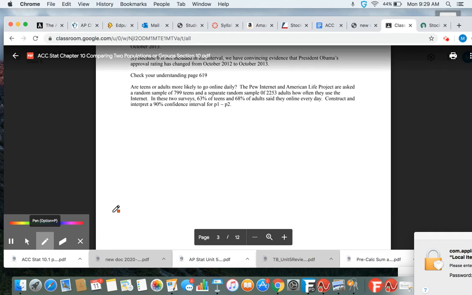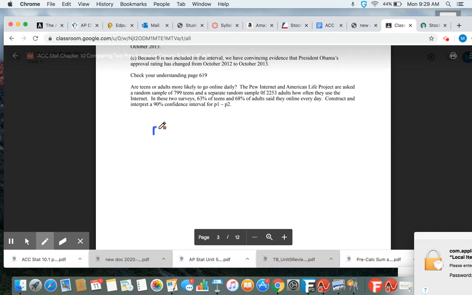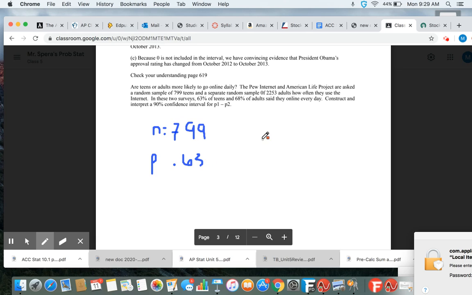We have to identify our sample size, which for teenagers was 799. And we have to identify what our proportion is, the proportion of successes, those that do go online every day. And that would be 0.63. We would have to do the same thing for adults. Our sample would be 2,253. And those that go online every day would be 68%.